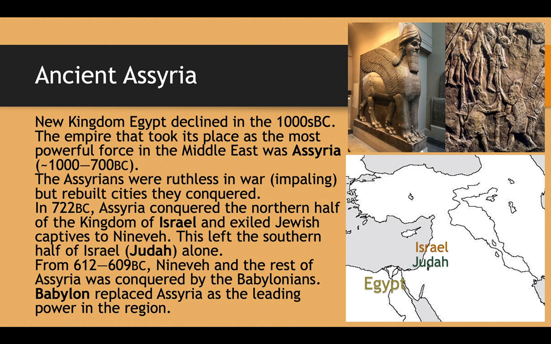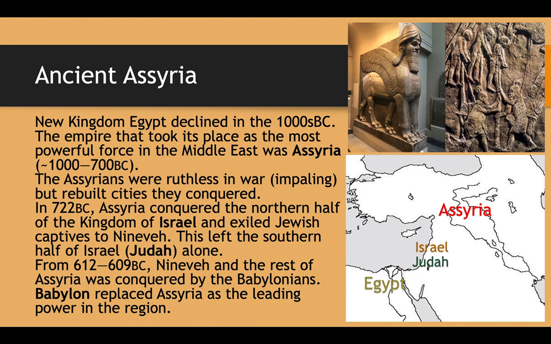Now getting to ancient Assyria. So back to the Fertile Crescent region, we last left off with the decline of New Kingdom Egypt. So when New Kingdom Egypt declined in the Fertile Crescent, the next empire to take its place was Assyria. Now, Assyria, officially known as the Neo-Assyrian Empire, it was the most powerful force in the Middle East from around 1000 to 700 BC. A couple of things about them: they were very ruthless in war.